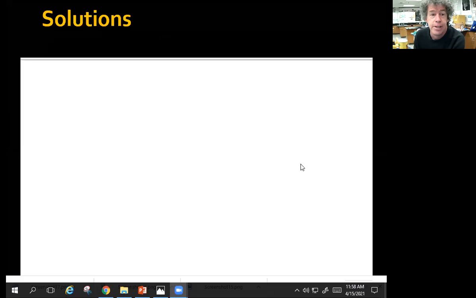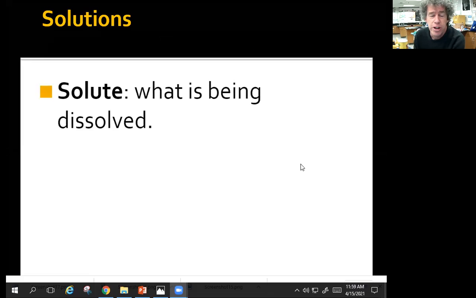And so, solutions and solubility curves. Now, we've already talked about this, so a lot of what I'm presenting here is review, but basically in a solution, you have something dissolved in a solvent. The solvent might be something like water, and the solute is what is being dissolved in it. So the solute is what you're dissolving.